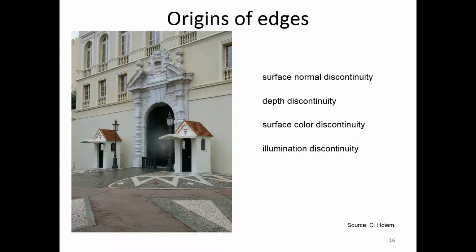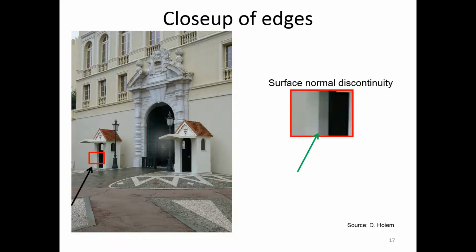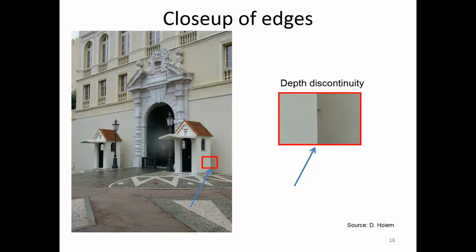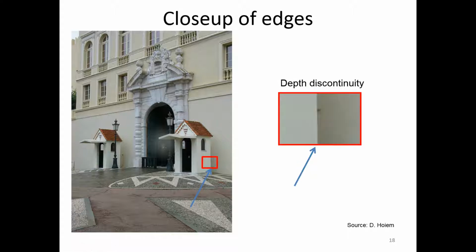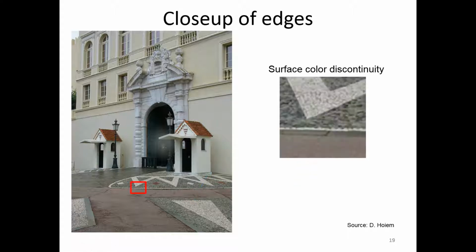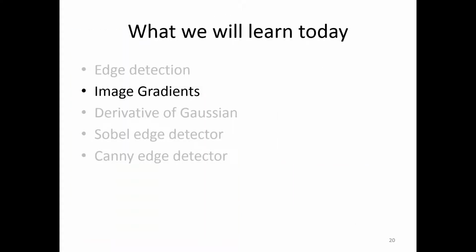Of course edges have many types, and we won't distinguish them that much, but we just want you to be aware of that. You can have edges because of a depth discontinuity in the actual scene, or, no, that is not a depth discontinuity. This is a surface normal discontinuity, and that's a depth discontinuity. You can also have just different colors, and so on and so forth.